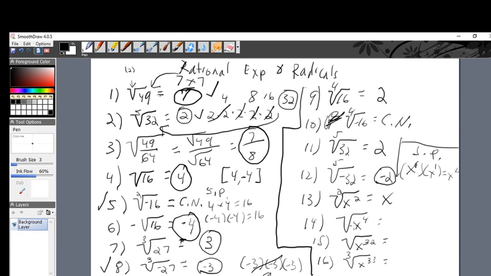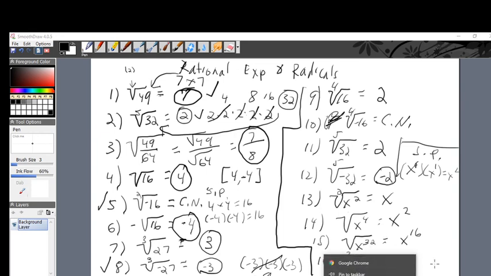Okay, the square root of x to the 4th is an invisible 2 over here. What times itself will get you back to 4? Just divide it in half. 4 divided by 2, x squared. What about x to the 32? What times itself will get you back to x to the 32? There's an invisible 2 over here. 32 divided by 2 is 16. X to the 16th times x to the 16th is x to the 32.